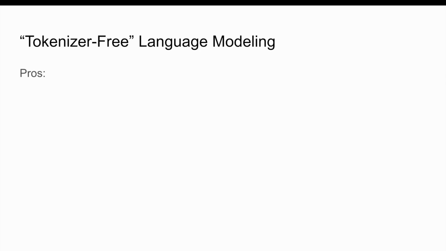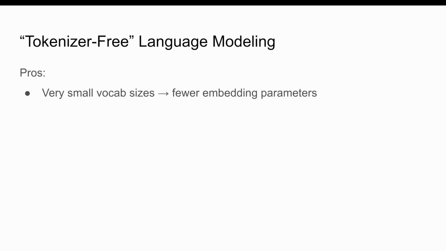Some of the advantages of this are that you can use a very small vocabulary size, which leads to fewer embedding parameters that you need to train. So if you operate on bytes, there's only 256 of them, or if you're using character level, you can pick some subset of Unicode characters. And so you can also not have any UNKs.